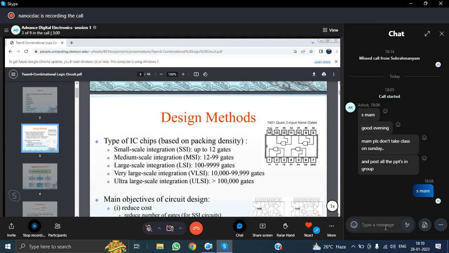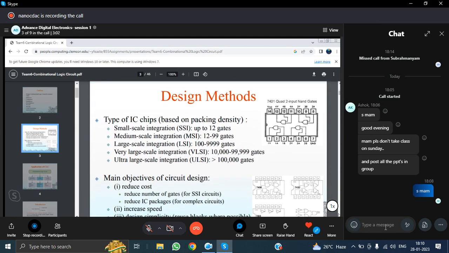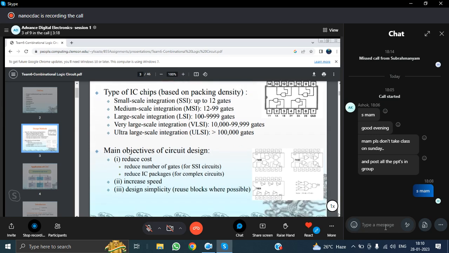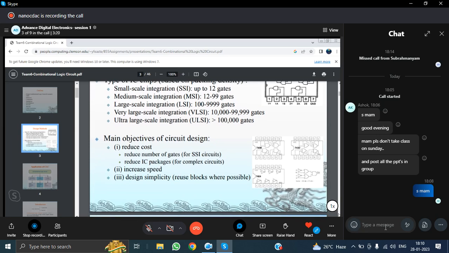See here, normally you know the types of IC chips based on the packaging density: SSI up to 12 gates, sometimes in some textbooks it will be 10 gates. 12 to 99 gates is medium scale integration. Then LSI, VLSI, ULSI. So you know all this. This is IC packaging density.